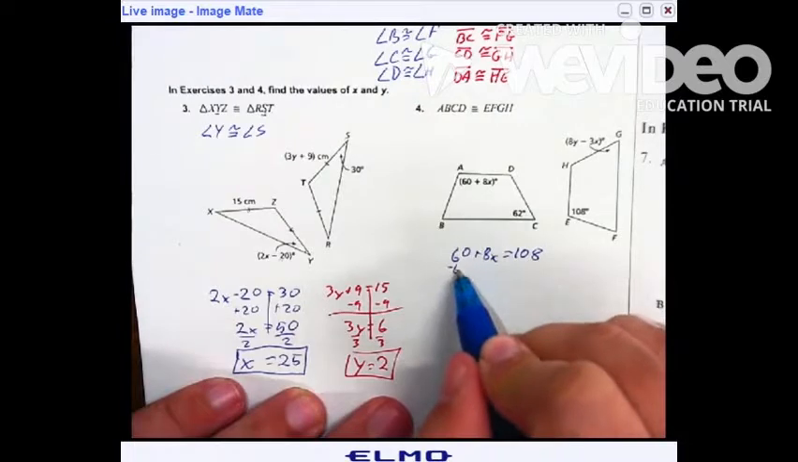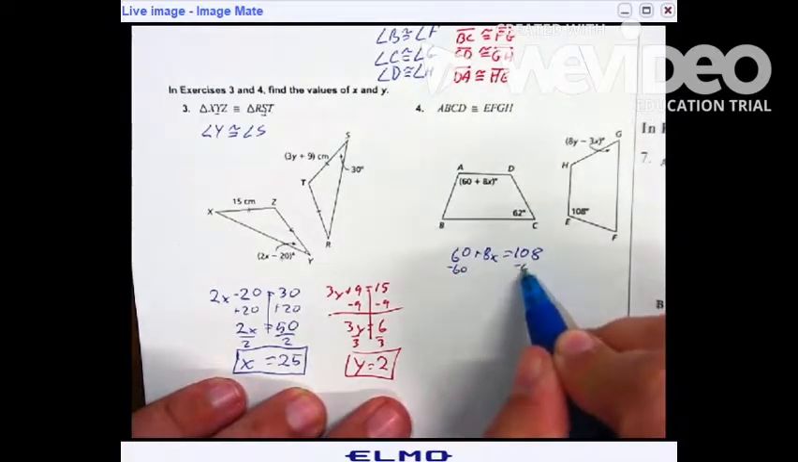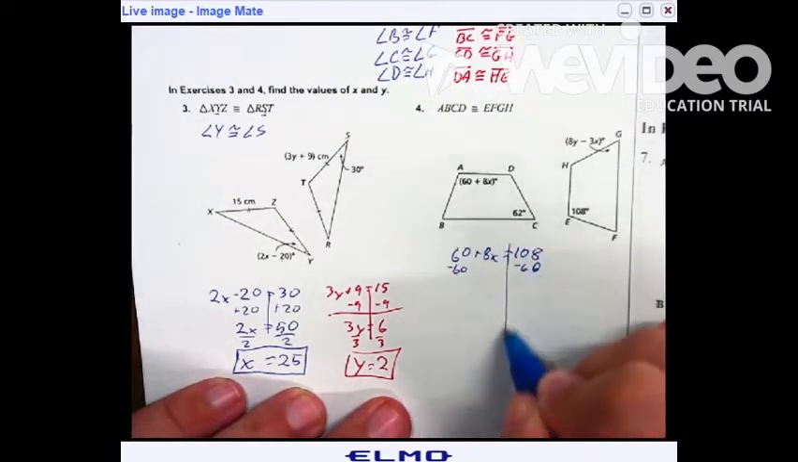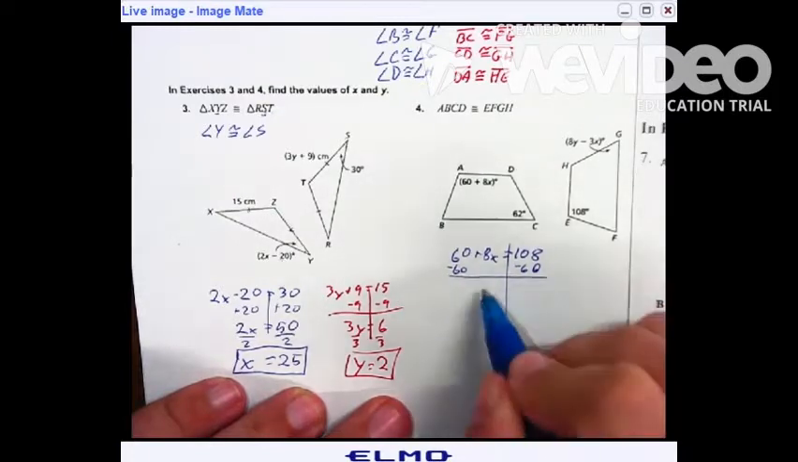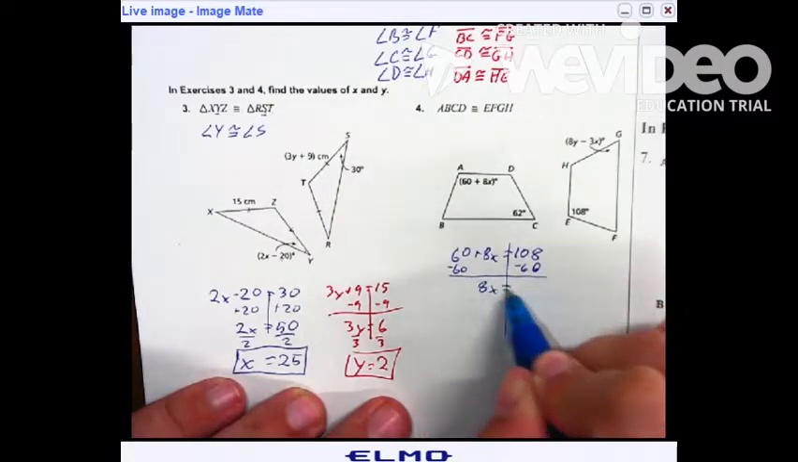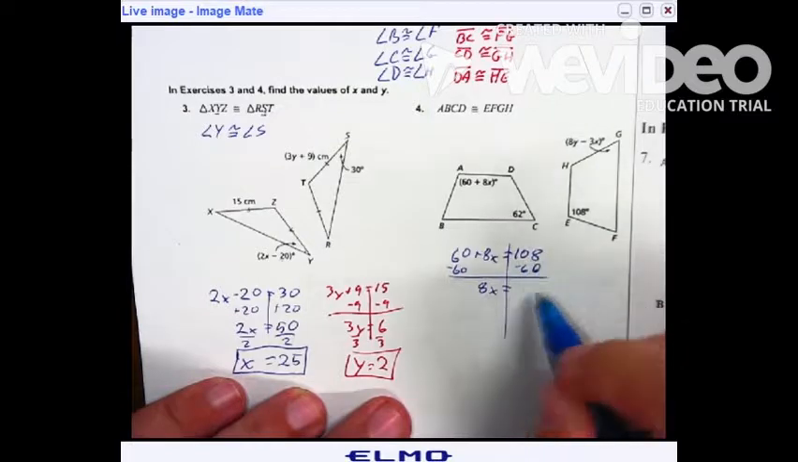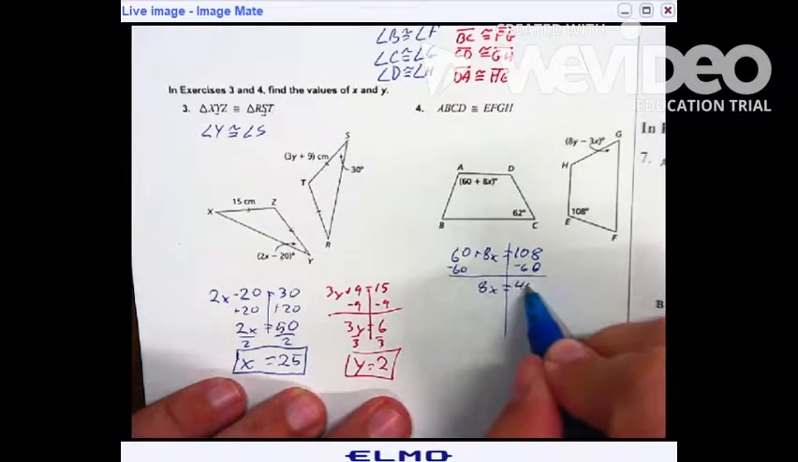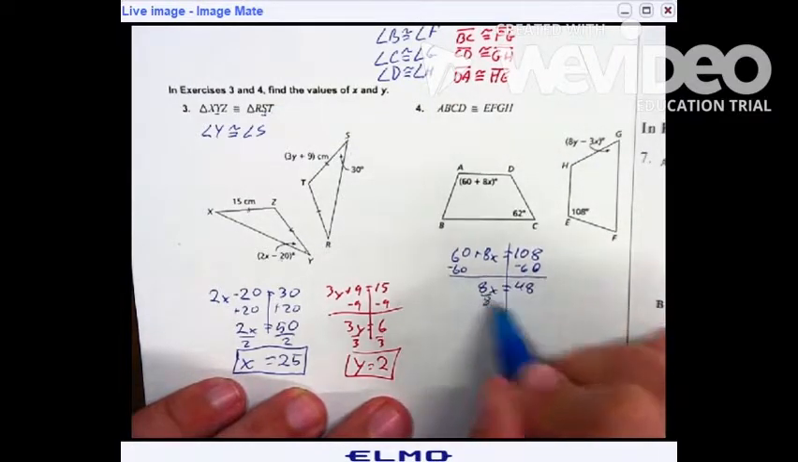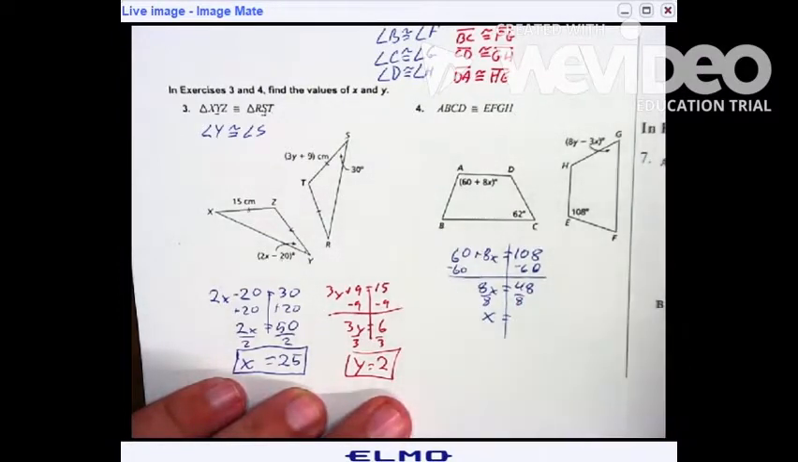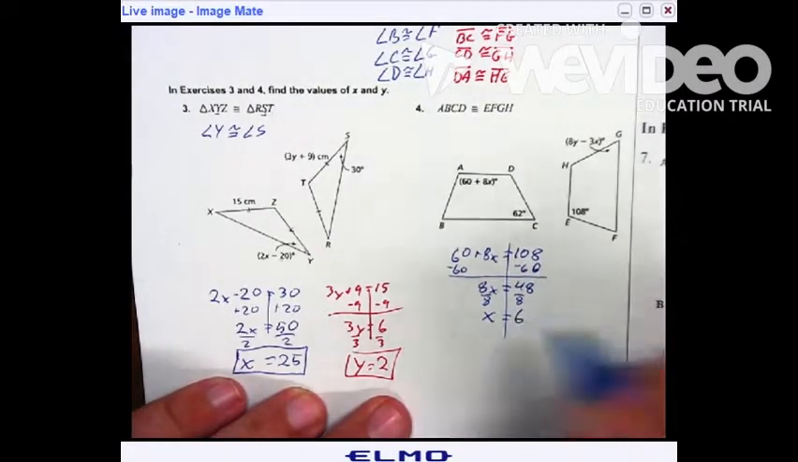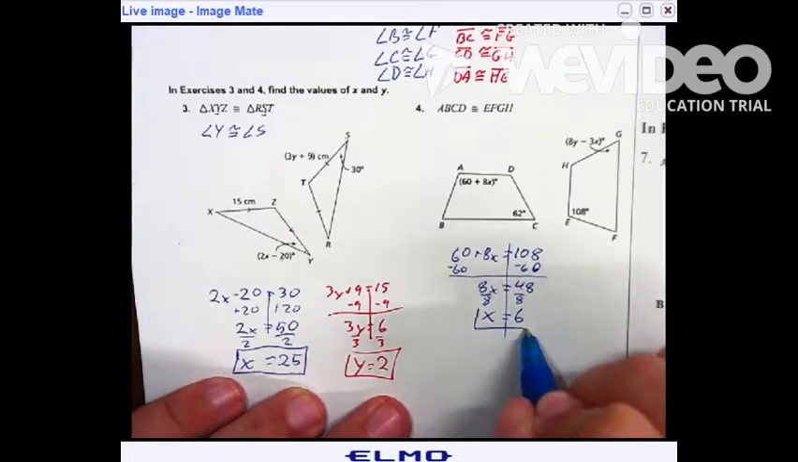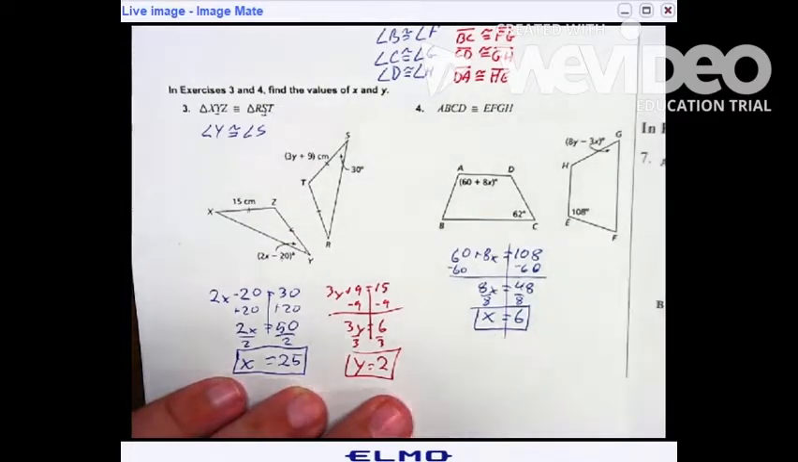I'm going to subtract that 60 out from both sides. You know what, I'm going to go ahead and draw my line out there. It helps. All right, and so now I have 8x equals 108 minus 60 is 48. Divided by 8. And x is equal to 48 divided by 8 is 7? No, sorry, 6. 6. There we go. X is equal to 6.